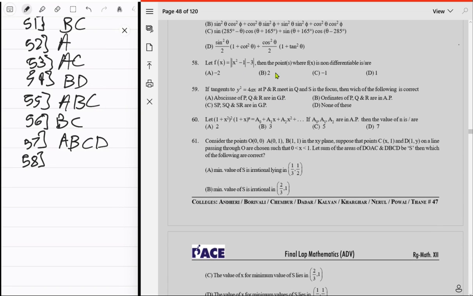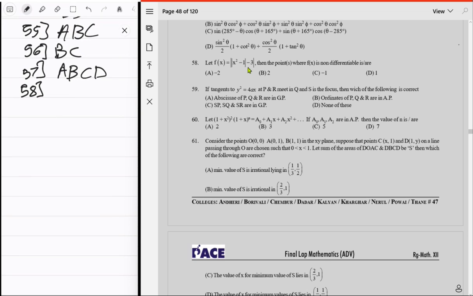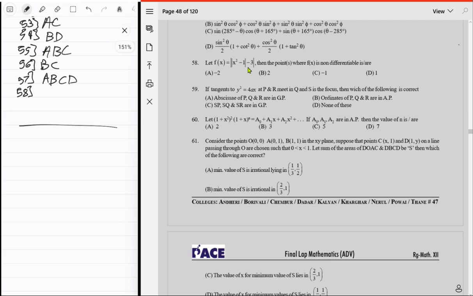Okay, f(x) equal to this thing, then the points where f(x) is not differentiable are. Okay, mod of x minus 1 minus, right? So, at one point what will happen? It's just x square. You know what? You should just make some, yeah. Just do this thing.